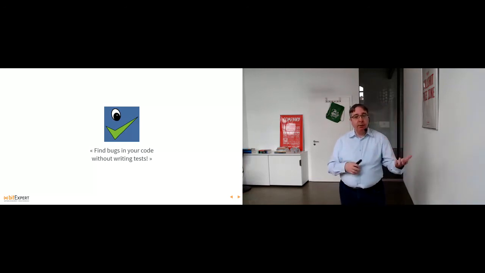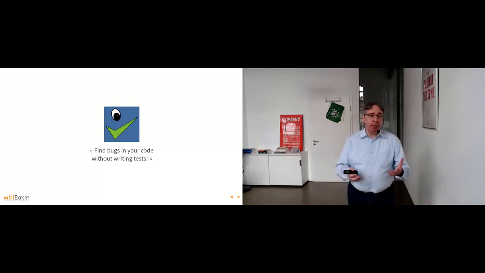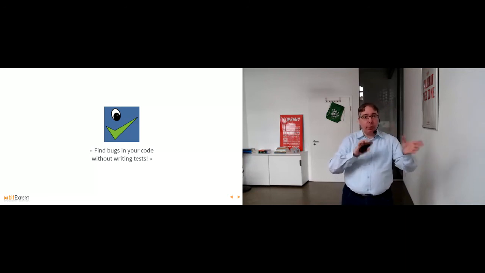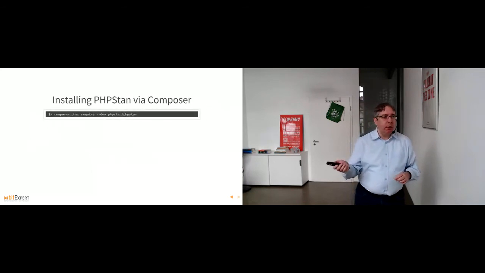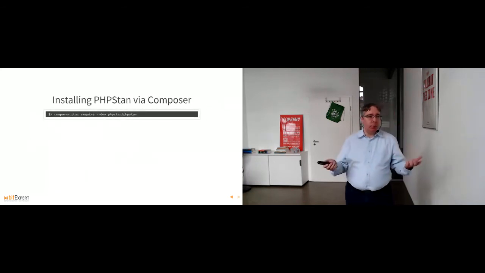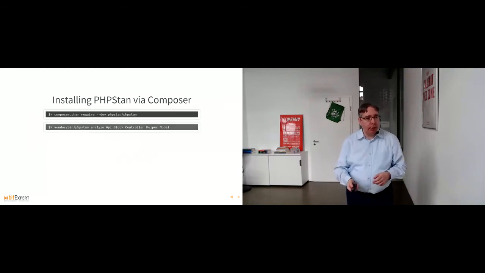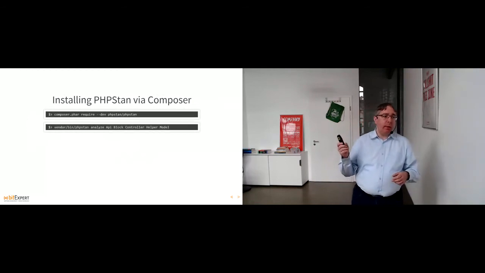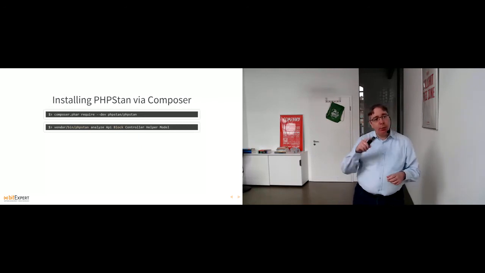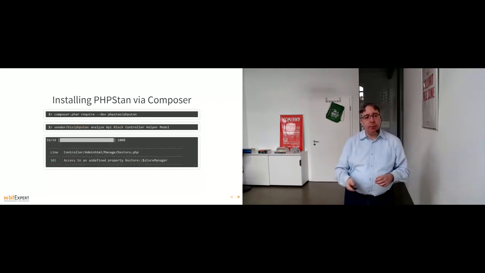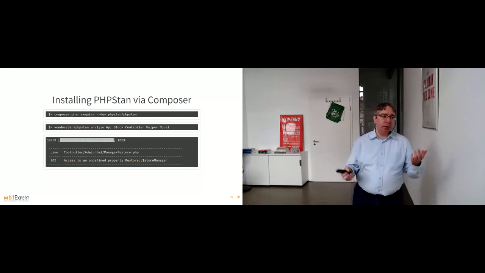Since PHPStan operates on the abstract syntax tree, it knows quite a lot about your application, about the code that you have written, and the different constellations when the code is called, or what the code can do and whatnot. So that's pretty neat. To install it again, we'll use composer require PHPStan. And then we can run it. We call it phpstan analyze, and then just point it to the different directories that should be analyzed. And the output is then something like this.